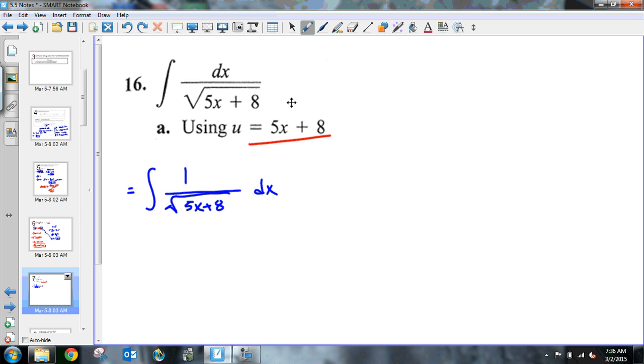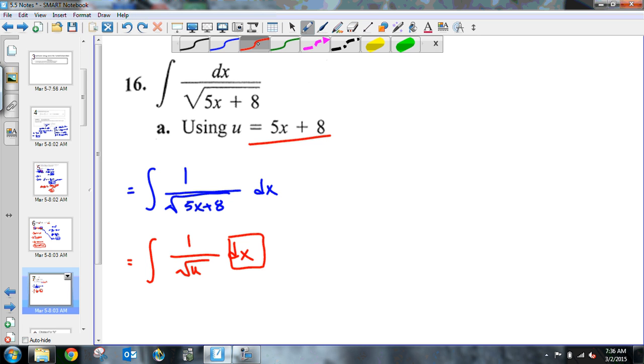But what I'm going to do is plug in my value for u, and I'm going to get the integral of 1 over the square root of u dx. All I've done is just substitute for u. But I need to get rid of this dx. We'll be able to, but this one is a little bit tricky.